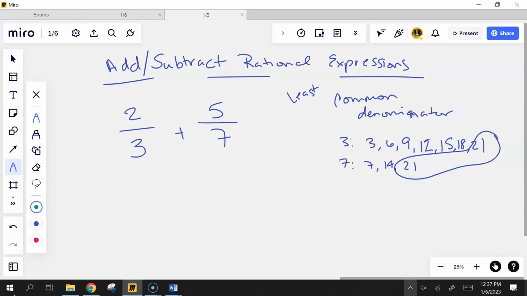So this denominator would be 3 times 7, the LCD. And you give it what it's missing, right? This needs to be multiplied by 7. I do it to the top and bottom. This needs to be multiplied by 3. I do it to the top and bottom. And then I just have to combine the tops and put them over that same base. That's exactly what we're going to be doing.